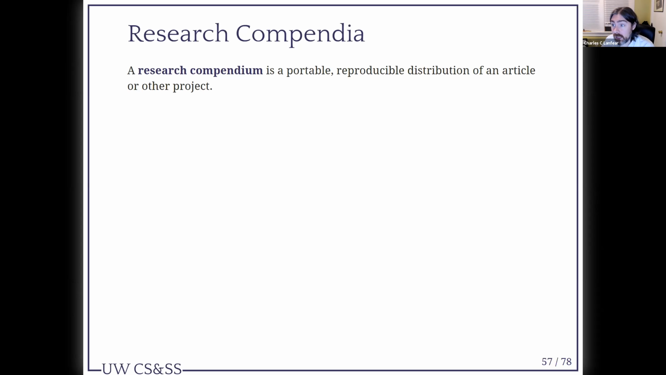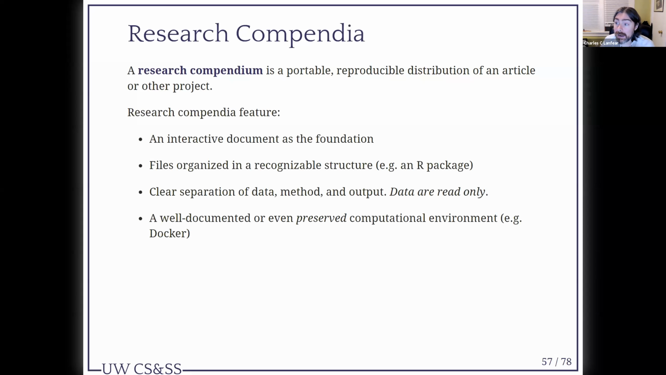Research compendia, which I'm going to move through quickly due to time, are portable, reproducible distributions of articles or other projects. This isn't just the reproducible document, but everything necessary to generate it. So there will be an interactive document as the foundation, which will generate, say, the journal article itself. It will also contain files in some recognizable structure like an R package. The data, method, and output will be separated nicely. The data will be read only, and there will probably be a well-documented or even preserved computational environment like a Docker thing, okay? So this encapsulates it.